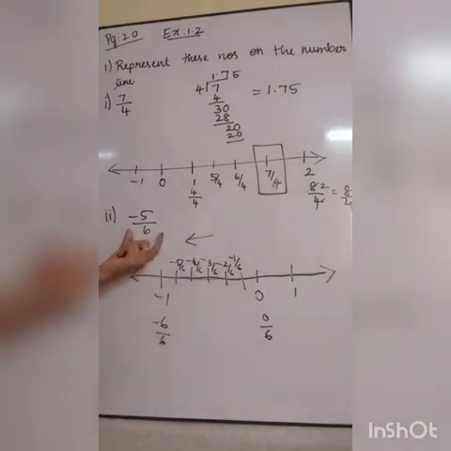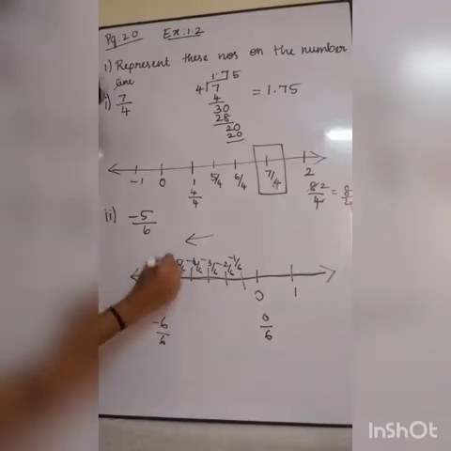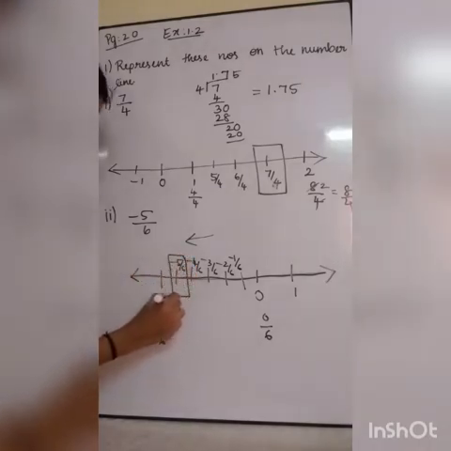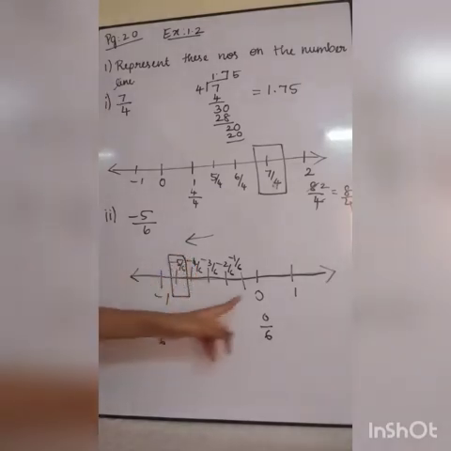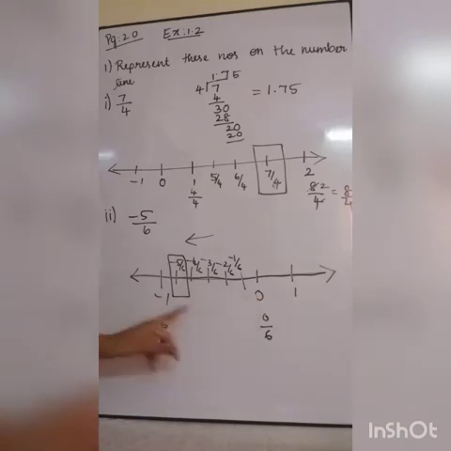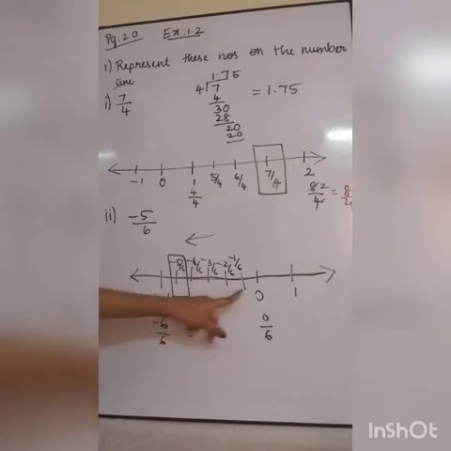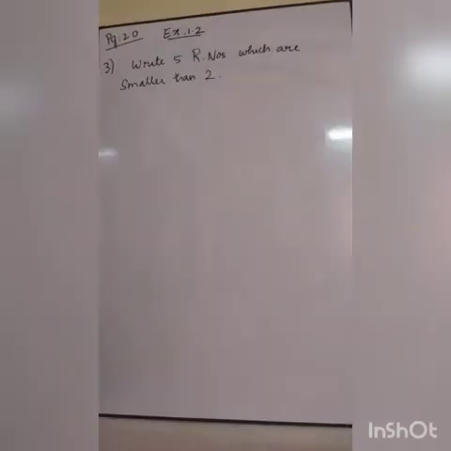So what number is it? Minus 5 by 6. Can we represent this in a box? 0 I am representing by 0 by 6, and minus 1 is minus 6 by 6. So I have written the numbers in between and boxed the minus 5 by 6. Understood, children? The second question is your homework.